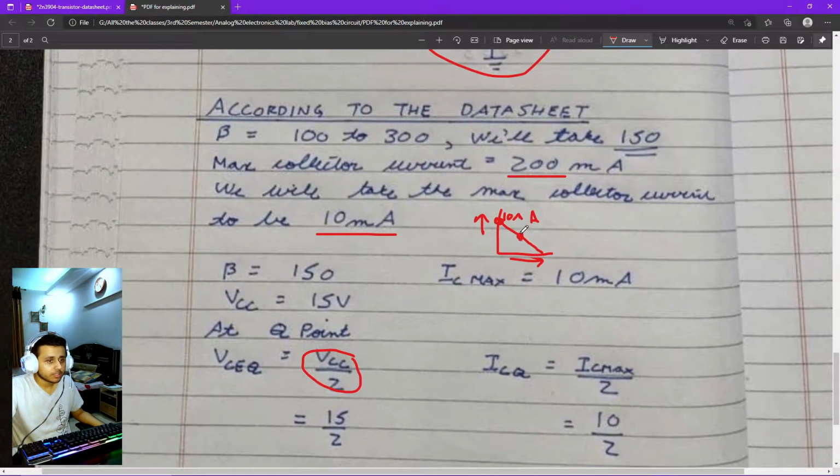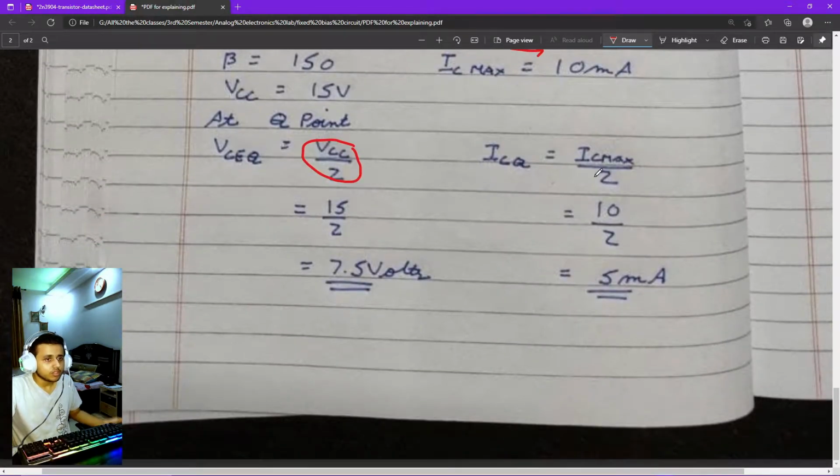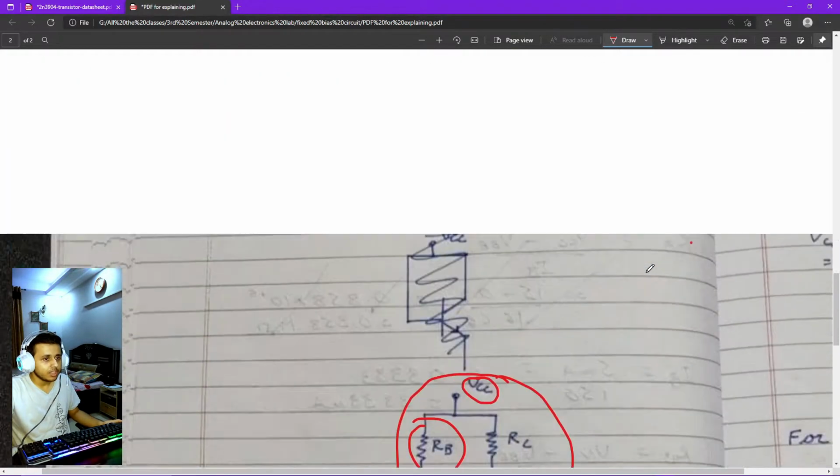So right here, for example, x comma y: on the x axis we have the voltage, so that is going to be 7.5 comma 5. So this is 5 milliampere, 7.5 volts. This is what we have done. So at the Q point we are going to get 7.5 volts, and the collector current IC we are going to get as 5 milliampere.